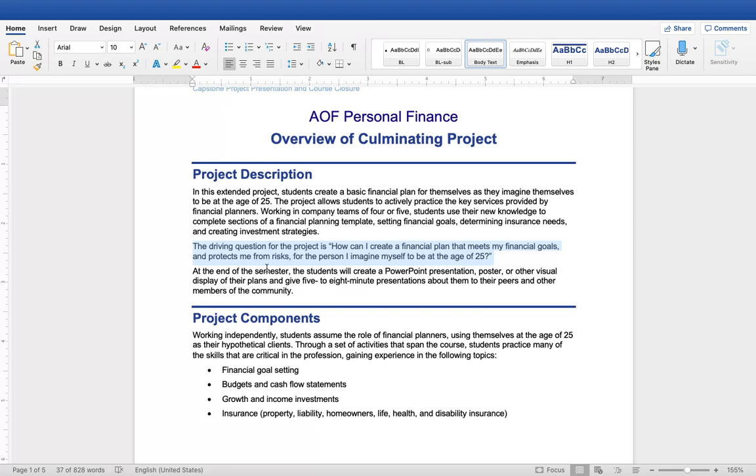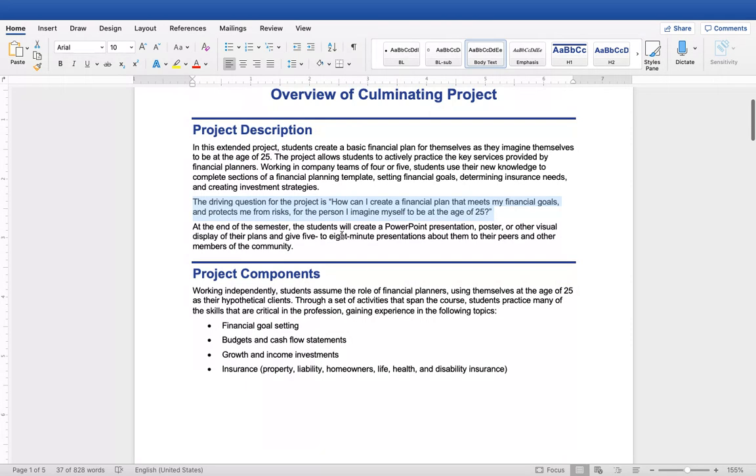And you have to protect yourself from risks. And we covered that as well. That is insurance. What kind of insurance are you going to have to protect yourself from the possible risks associated with each of those financial goals? Okay, so that's the driving question that you're going to keep in mind.